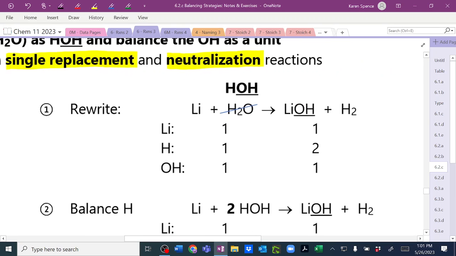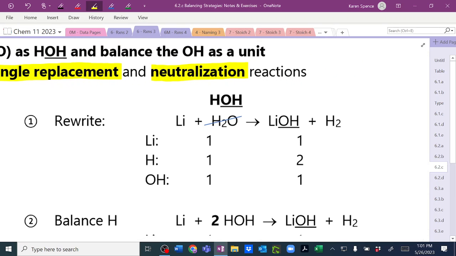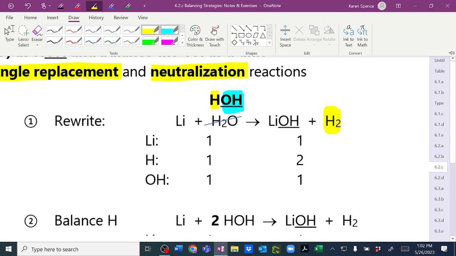We're going to take water and we're going to rewrite it as H and OH. And we're not going to balance hydrogen and oxygen. We're going to balance hydrogen and hydroxide. It will make balancing way easier. If you leave it as water, the hydrogens and oxygens get a little tangled. Okay, but if you separate out hydrogen and hydroxide, it becomes much nicer. So over here on the right, we've got hydrogen and we have hydroxide.